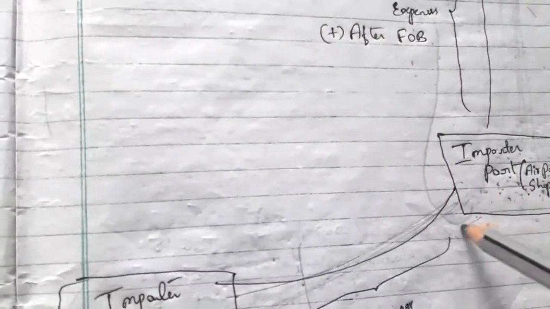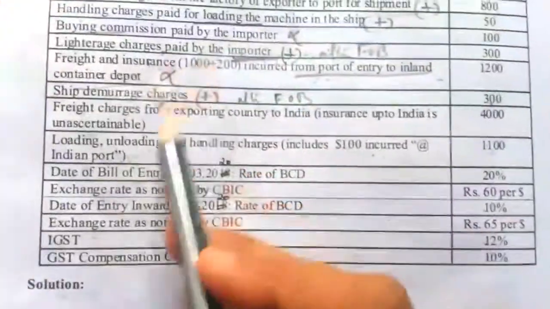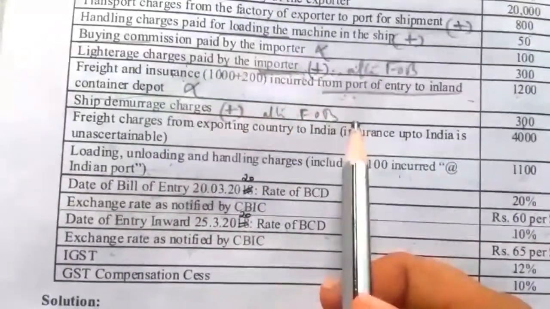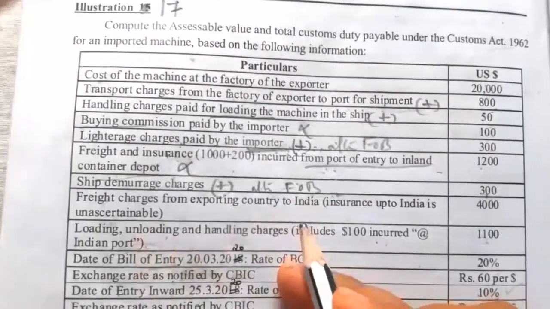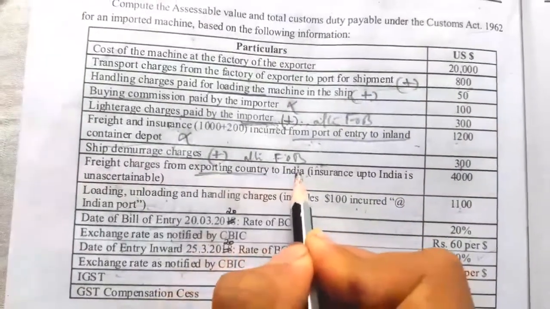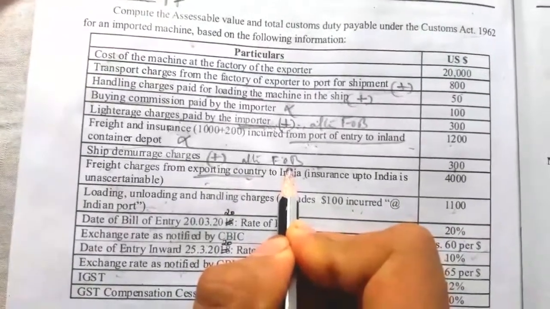Till here, whatever expense is incurred, we have to add after FOB, but it is not an expense incurred after the port, from port to factory. So remember, lighterage charges as well as ship demurrage charges are expenses incurred by the importer and should be added after FOB. Okay. Then freight charges from the exporting country to India. These are expenses incurred from port to port, so we have to add after FOB.